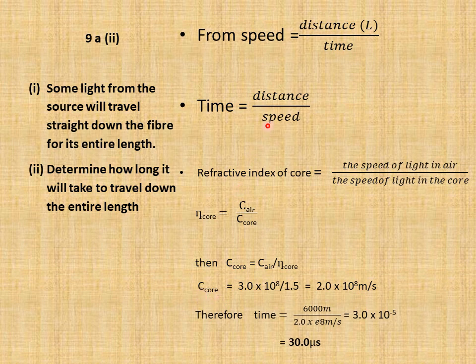So if we substitute the distance, which is the length of the fiber, and the speed of the light in the fiber, we are going to have the time it is going to take to travel down the fiber, and it gives us 30.0 microseconds.